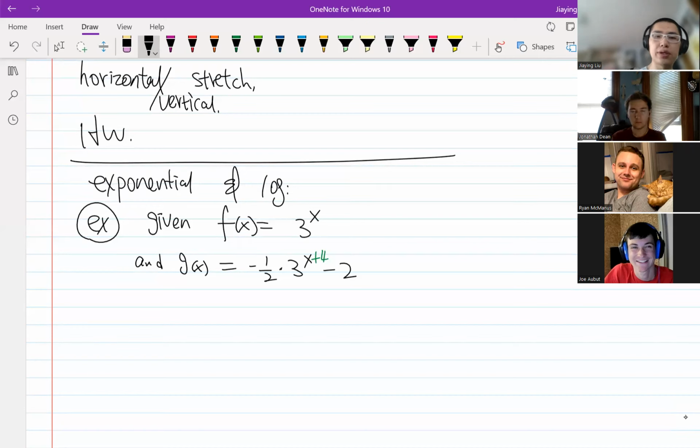For this g of x, we know it's obtained from f of x through the following transformations. The first thing we can see is that, even though it's 3 to the x plus 4, I can think about that as 3 to a power. What happened is we're going to multiply by 1/2. That's going to be a vertical change, because it's happening to the 3 to the x, which is f of x, happening to the entire function. So that's a vertical compression by 1/2.